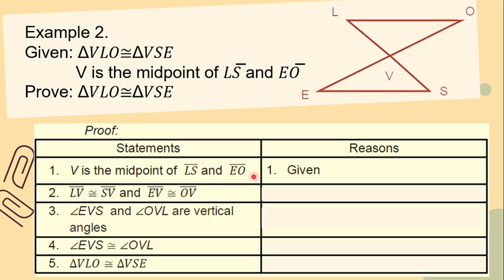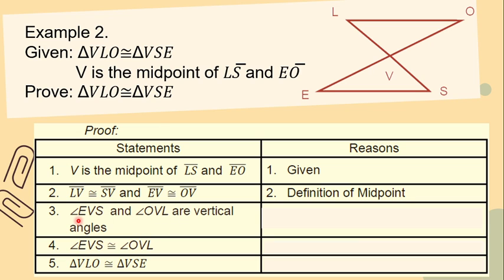That is from the given. Next, LV is congruent to SV and EV is congruent to OV. So then, yung LV daw ay congruent sa SV, and then yung EV ay congruent sa OV. And that is from the definition of midpoint.